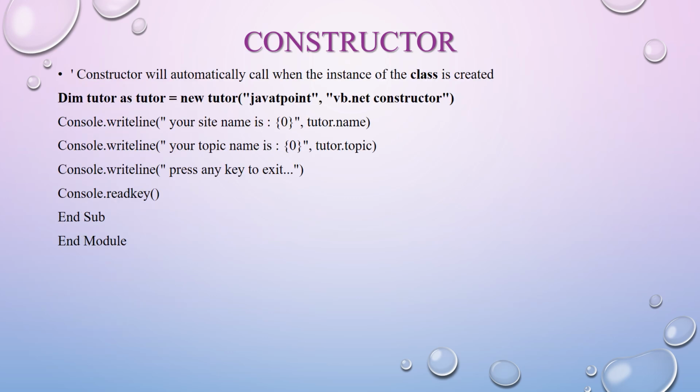In the Main method, we create an object of the class using the statement Dim tutor As the class name, which is equal to New the class name, passing two arguments, Java Point and VB.NET Constructor. This automatically calls the parameterized constructor and passes the values Java Point and VB.NET Constructor. Next, we print out the values of tutor.name and tutor.topic. These values come directly from the arguments we passed into the constructor. Finally, ReadKey is used so that the console waits for a key press, giving us time to see the output.